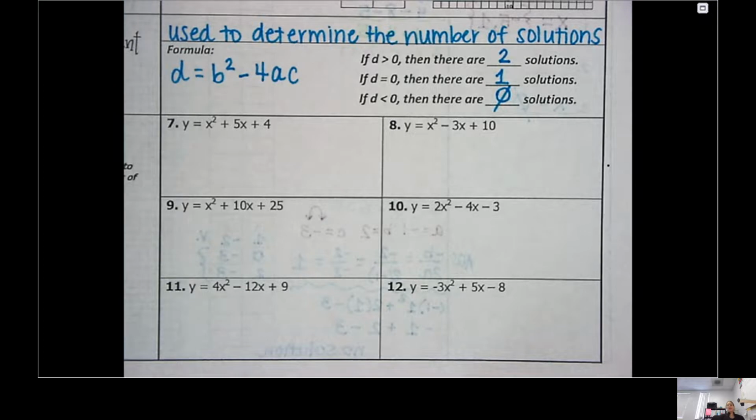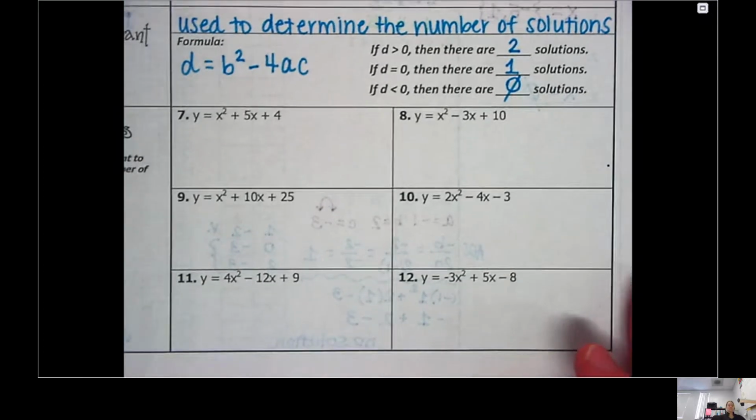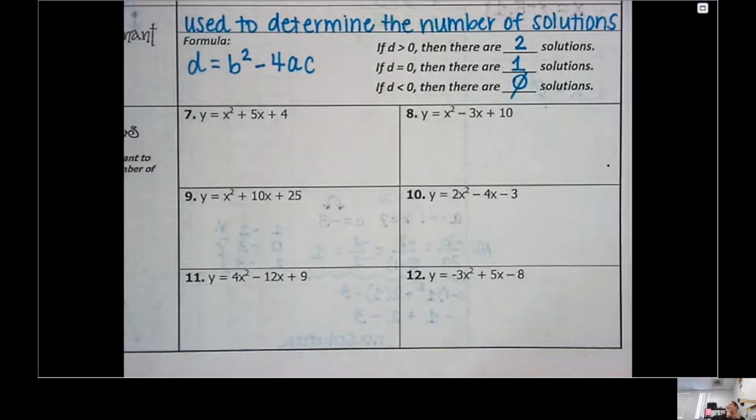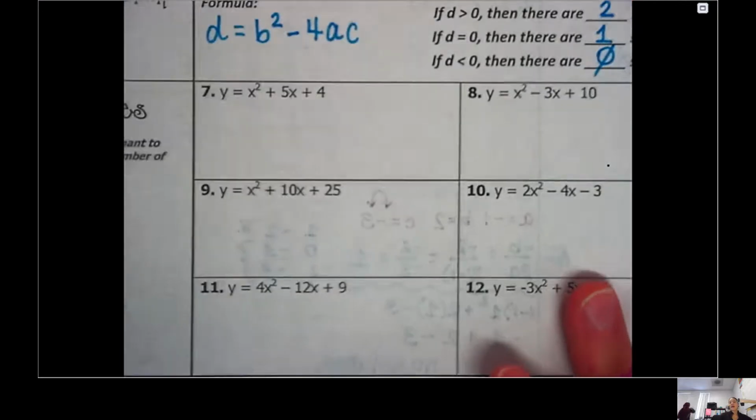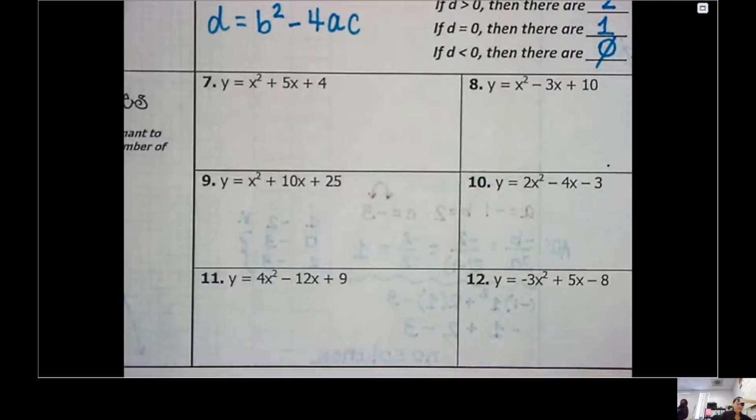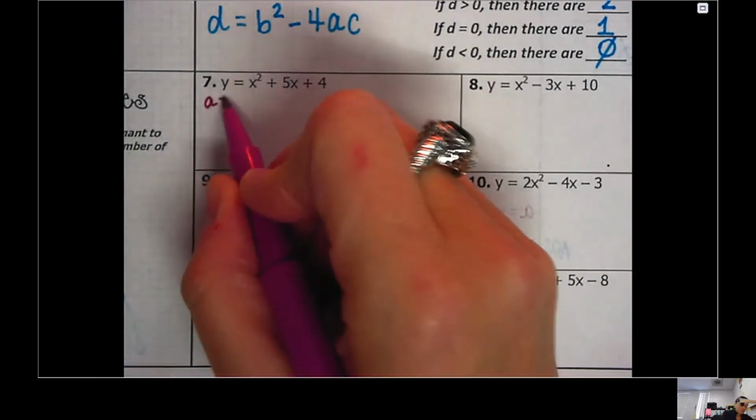Select appropriately, friends. Okay, ready? So here's all we're going to do. We're going to write down A, B, and C, and then we're just going to plug it into the equation. So let's take a look at number 7. What is your A value in number 7? 1. Your B value is 5.